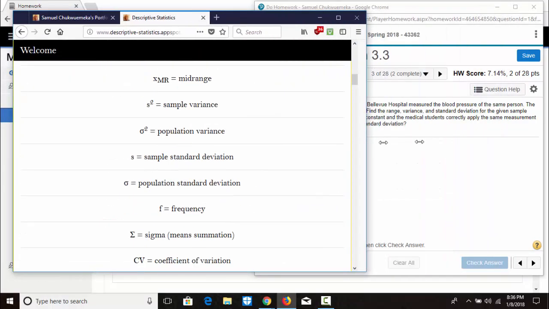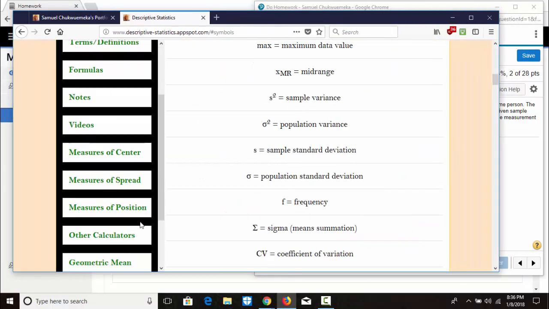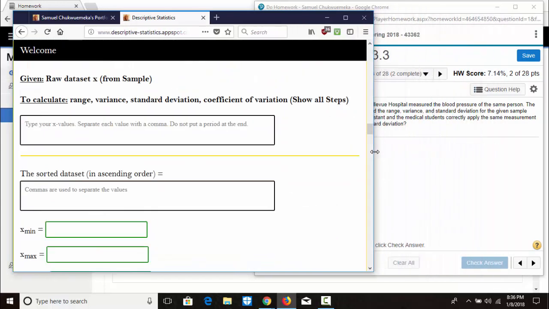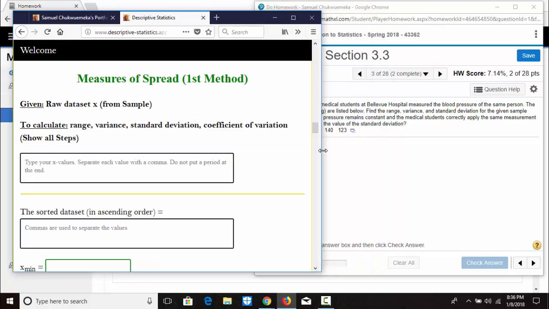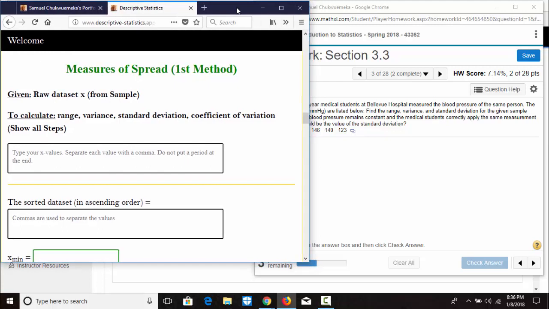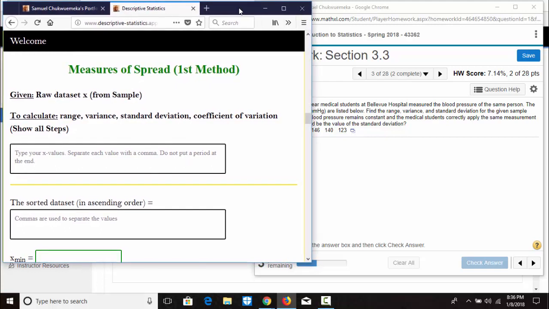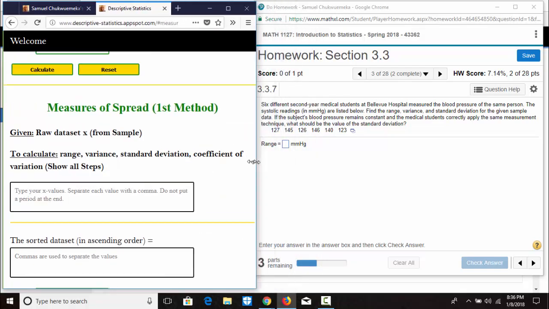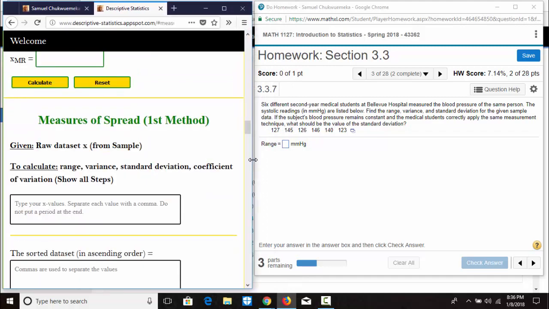In my calculator, I'm gonna click on measures of spread. If you were taking this course in class, then my calculator would be much better for you to show your work.